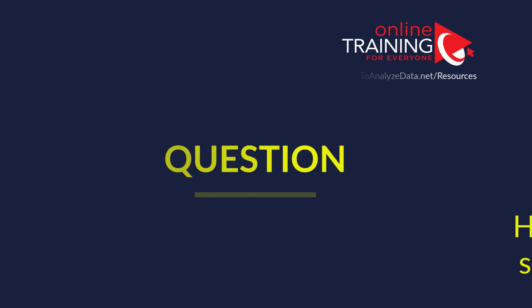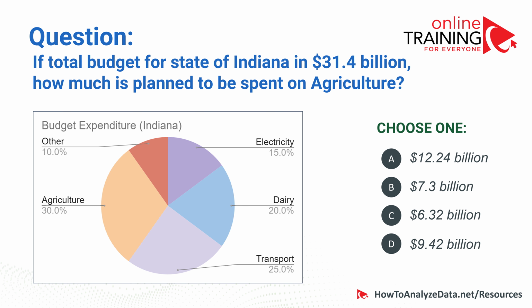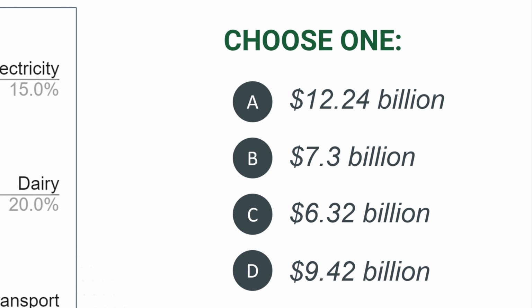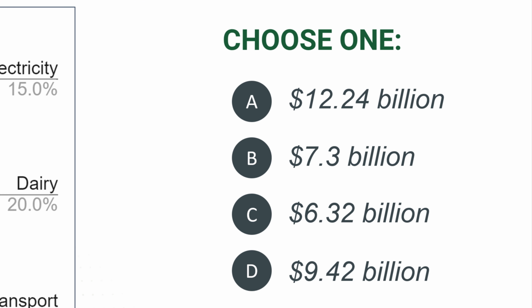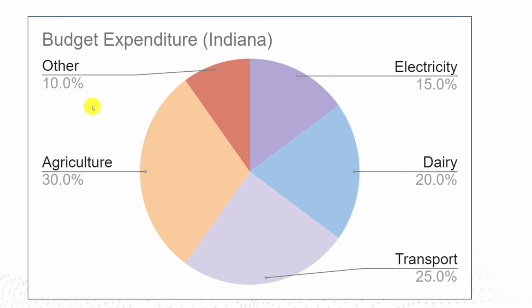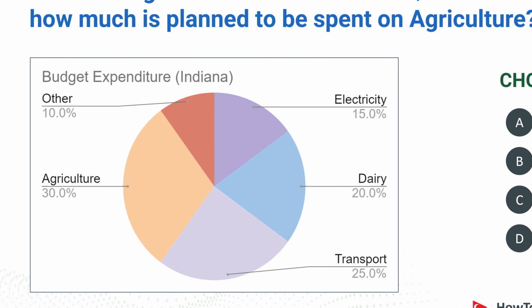Now let's look at the question which tests your knowledge of percentages and logical reasoning, and is frequently used as part of math reasoning, abstract reasoning, numerical reasoning, and logical reasoning tests. If the total budget for the state of Indiana is $31.4 billion, how much is planned to be spent on agriculture? And you have 4 choices: 12.24 billion, 7.3 billion, 6.32 billion, and 9.42 billion. And you have a chart which shows different percentages for different types of expenditures. Which one do you think is the right choice here?